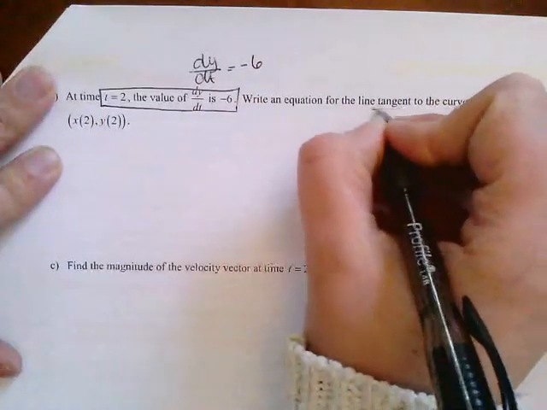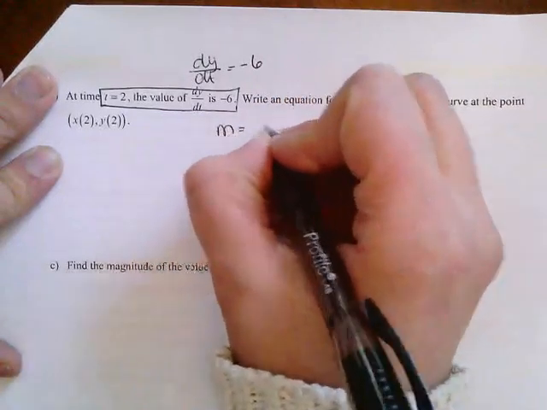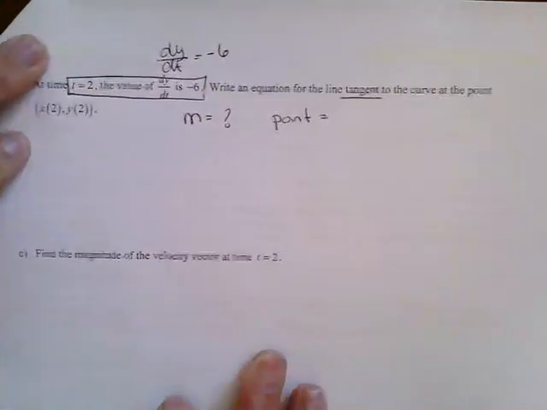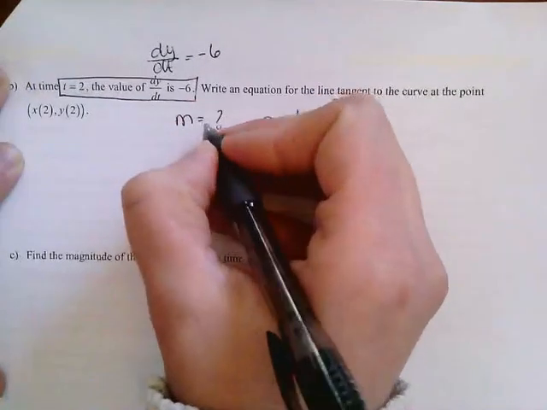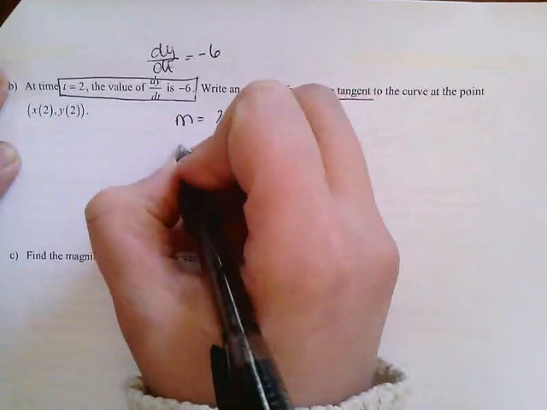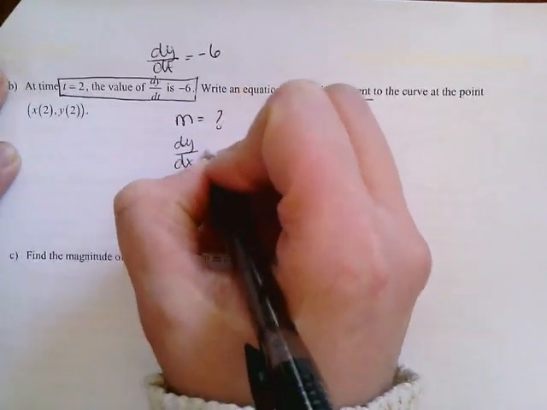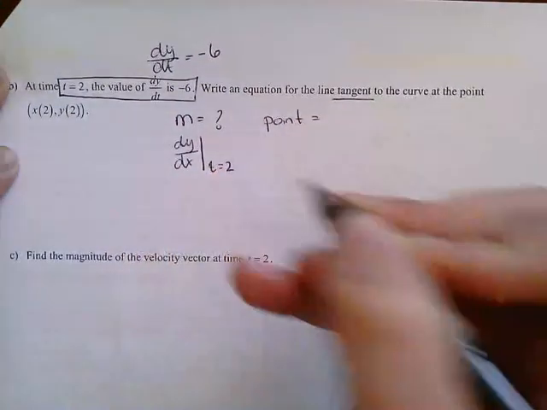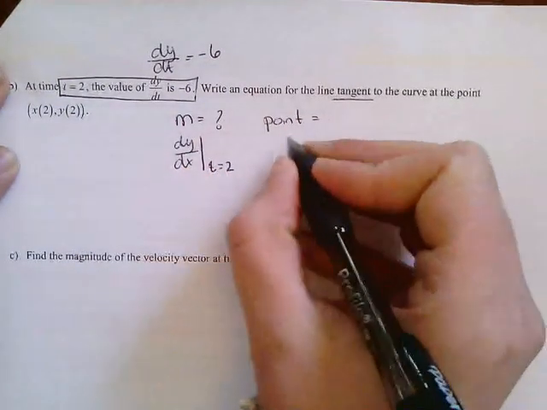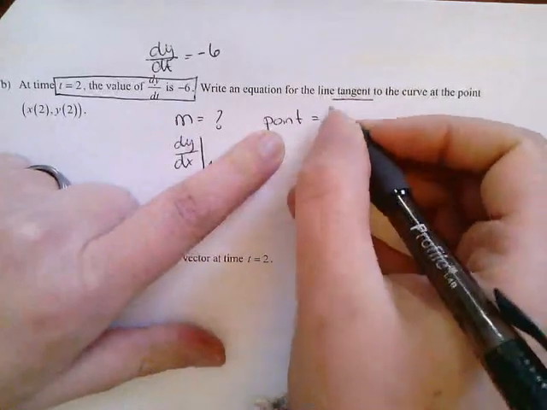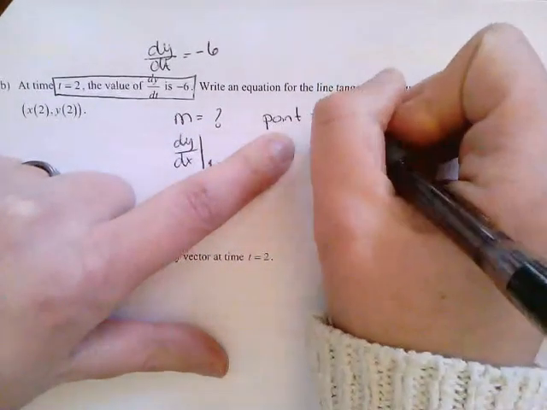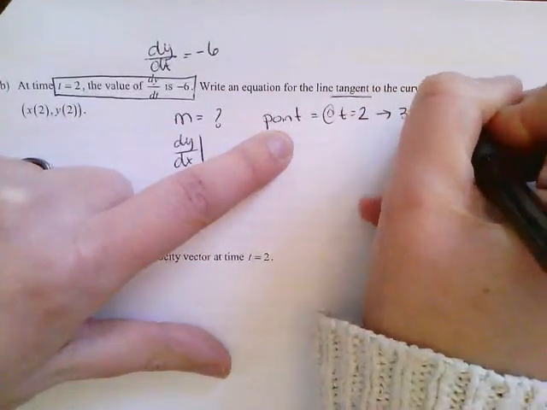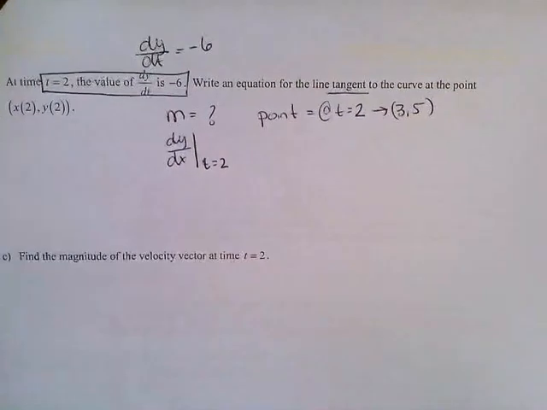So remember, when we're writing an equation of a line, we need the slope and we need a point. Now the slope, how do we solve for the slope? We have to get dy dx at t equals 2 because that's what they want. They want the slope at t equals 2. And the point, they actually already gave us the point at t equals 2. The point at t equals 2 was (3, 5). They gave it to us in the previous page.